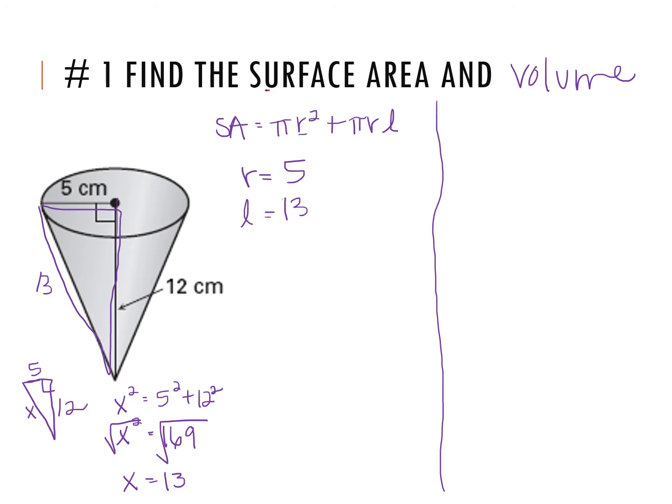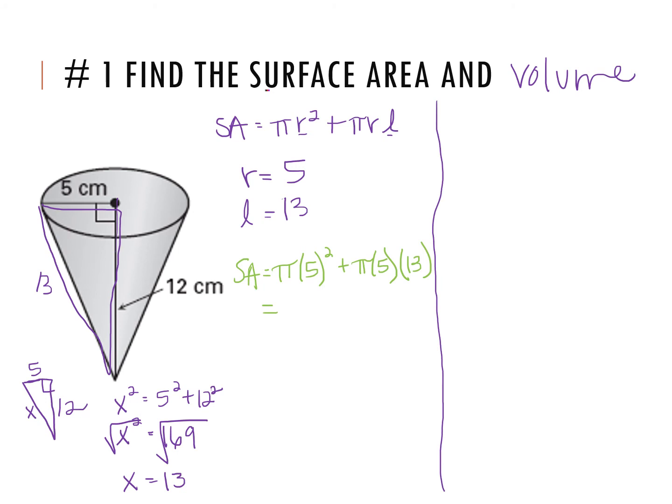I've found what both variables are in my equation, so now I'm just going to plug in. The surface area equals pi, r is 5 squared, plus pi, again, r is 5, and L is 13. I plug them in with parentheses because then I can take that equation that I just wrote out and plug that directly into my calculator.